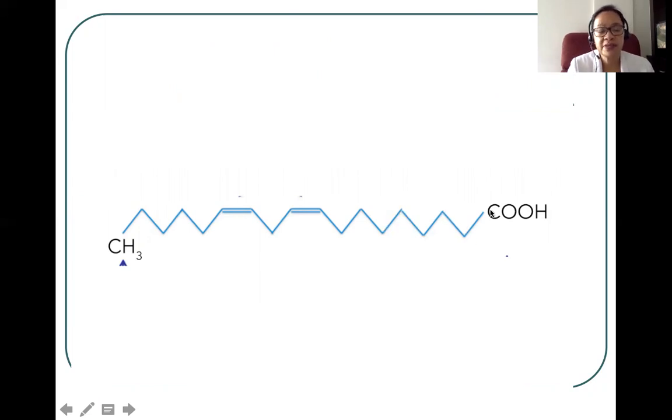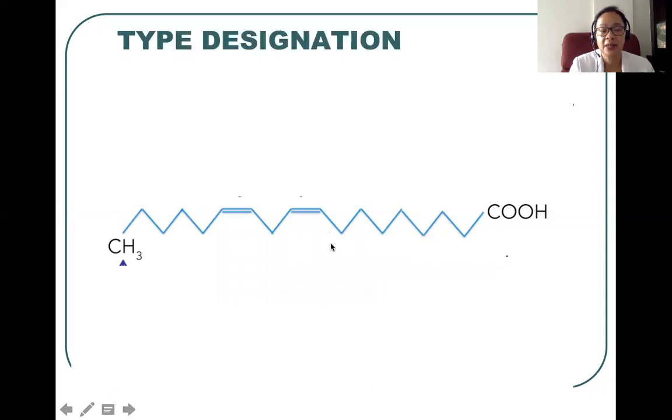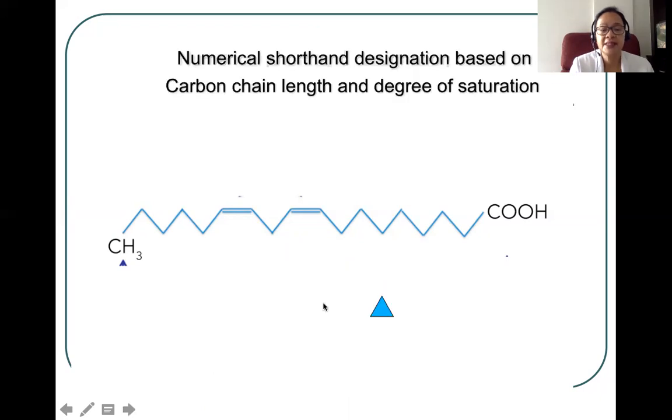So 18, meaning to say you are dealing with a long chain fatty acid. How about the saturation? There are 2 double bonds, so therefore this is a polyunsaturated fatty acid. So the type designation here is a long chain polyunsaturated fatty acid. The next is, what is the numerical shorthand designation, based on its carbon chain length and degree of saturation?